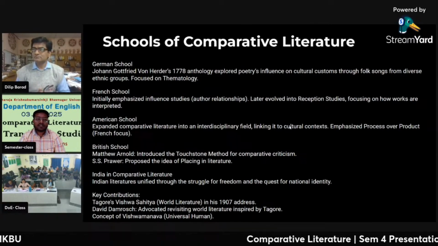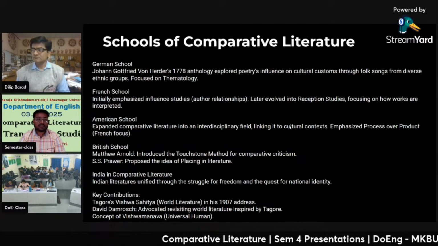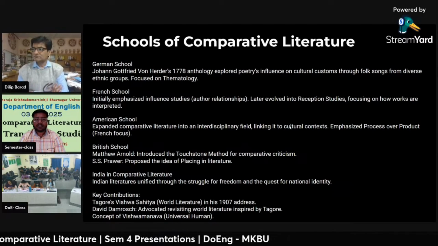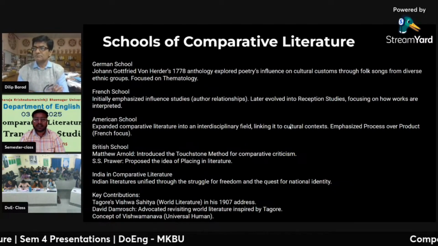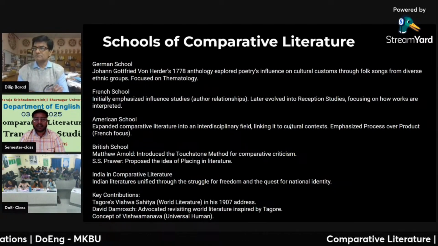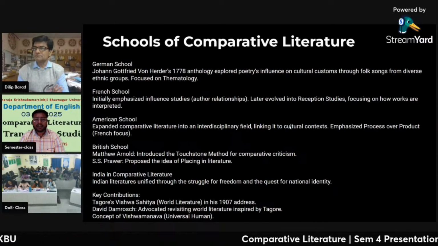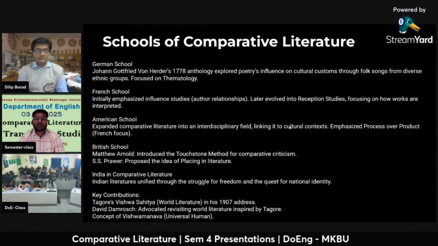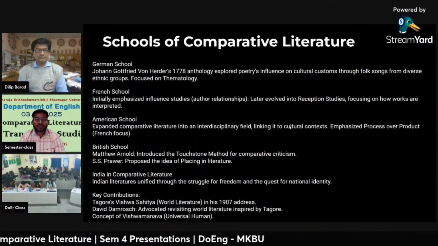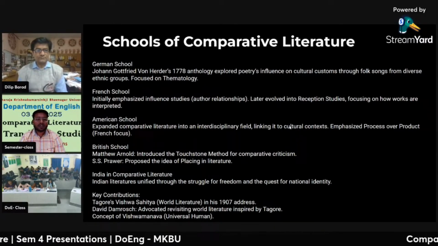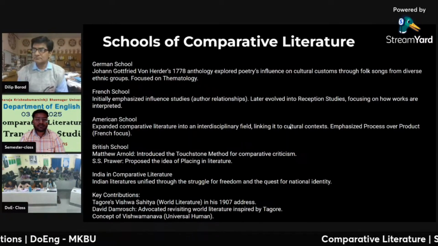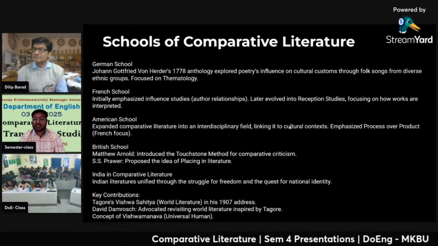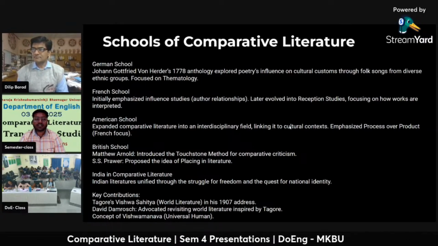The first one is the German school that examines Johannes Gottfried von Herder's work in 1778 through folk songs from diverse ethnic groups. The German school focused on thematology. The second one is the French school. It initially emphasized influence studies, later evolving into reception studies, focusing on how works are interpreted.